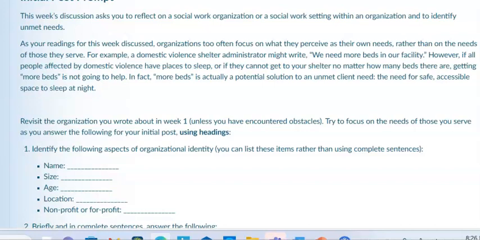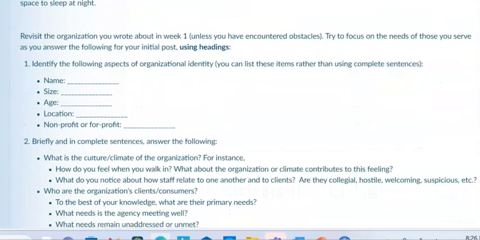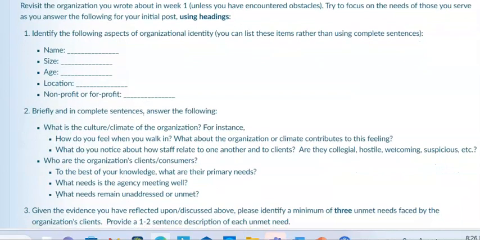So revisit the organization you wrote about in week 1, unless you've encountered obstacles in talking about that organization, and try to focus on the needs of those you serve as you answer the following in your initial post. In this case, you are being asked to use headings. So first, identify the following aspects of the organization: its name, size, age, location, and whether it's nonprofit or for-profit. Briefly and in complete sentences, answer the following.